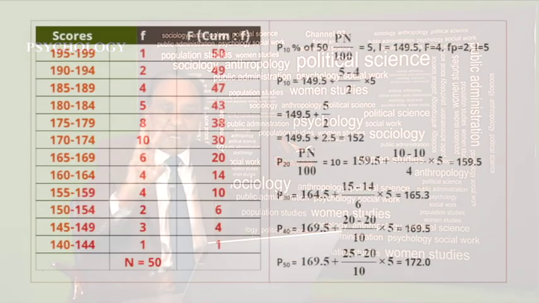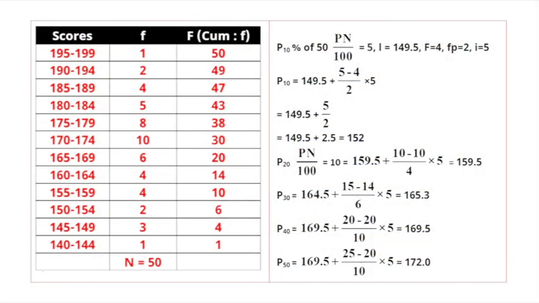So, the value of i is the size of the class interval, and in this case the class interval size is 5. So, we put the values: 5 minus 4 is 1, into 5 upon 2. 149.5 plus 5 divided by 2, it is 2.5. Now, add 149.5 and 2.5, the value is coming 152. So, the answer to this question will be 152.